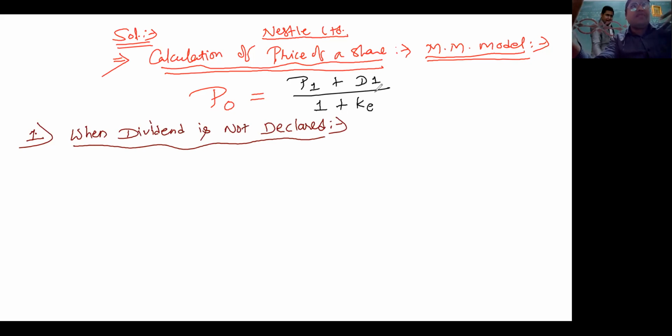Means what? Here D1 will be 0. Simple. D1 will be what? Beta, 0 because dividend is not declared. So what will be the market price? You already know the formula, it's written above, beta, just use that. So P0, now see what the formula is: P0 is equal to P1 plus D1 divided by 1 plus K.